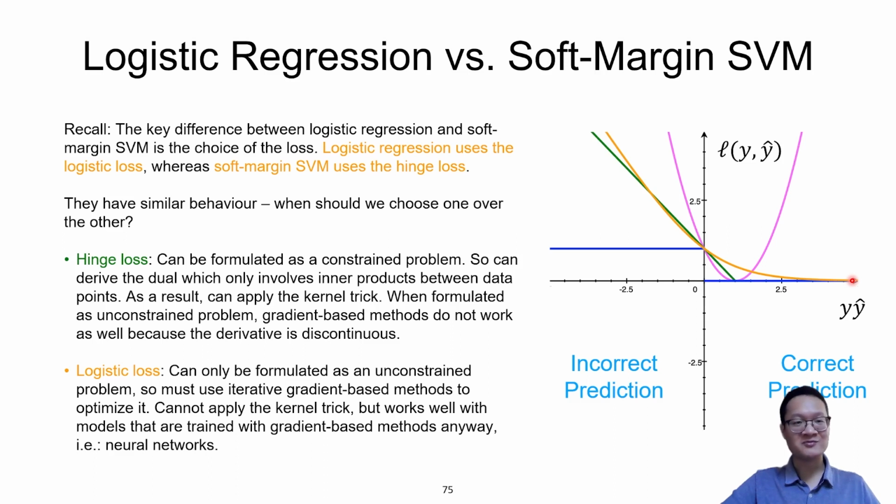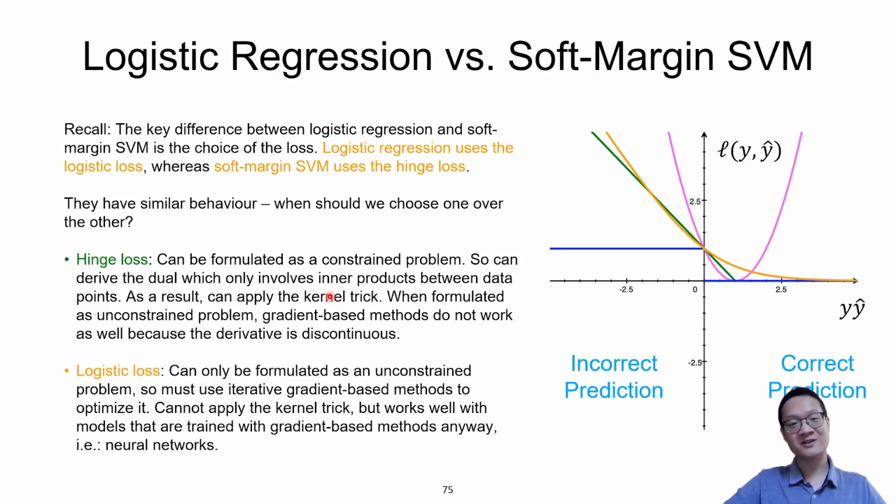So when do we use which one? The hinge loss can be formulated as a constraint problem, and then we did all this math for SVMs to show that once we can derive the dual problem, it only involves inner products between the data points, and that means that we can use the kernel trick. So I think the key benefit of the hinge loss or using SVMs is that you can use the kernel trick.